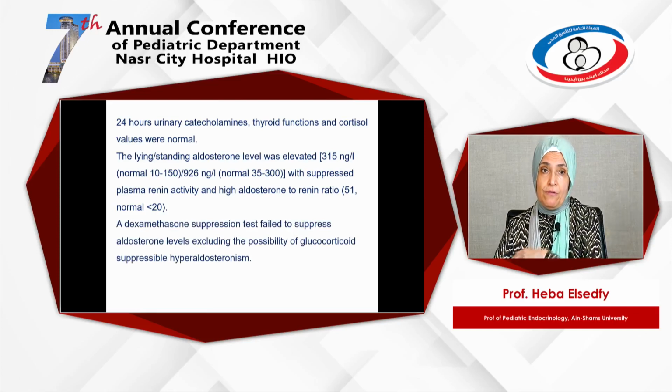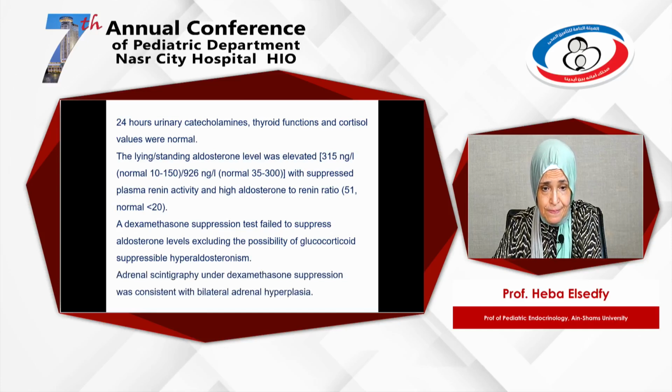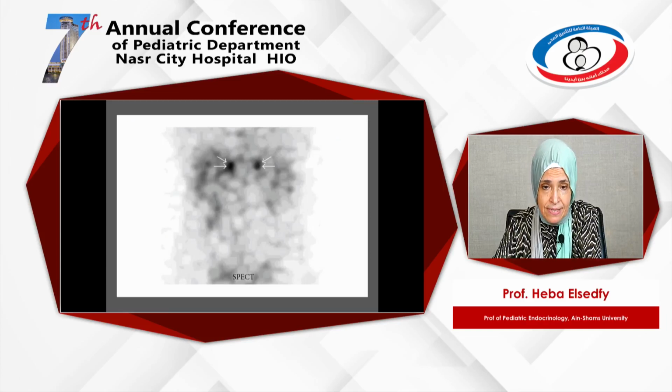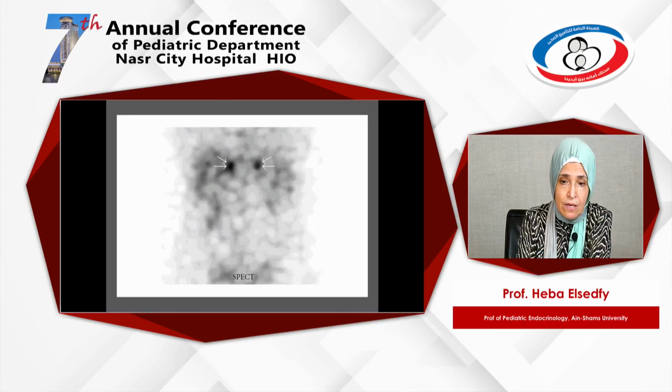Because of the high plasma aldosterone and suppressed renin, the familial occurrence of hypertension, and the absence of adrenal mass on radiography, a dexamethasone suppression test was done to exclude glucocorticoid suppressible hyperaldosteronism, and it failed to suppress the aldosterone level. So they proceeded to do an adrenal scintigraphy under dexamethasone suppression, which was consistent with bilateral adrenal hyperplasia. And this shows the increased uptake in both adrenal glands.